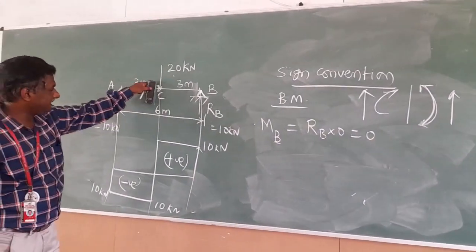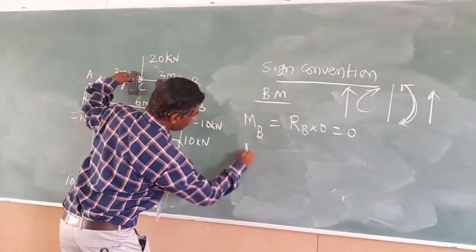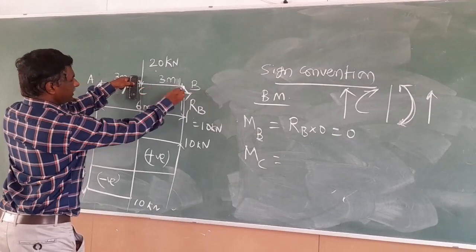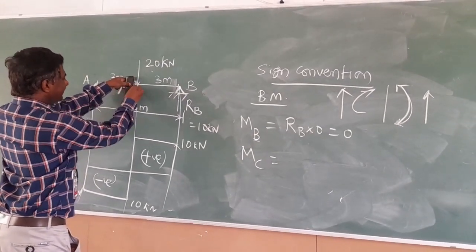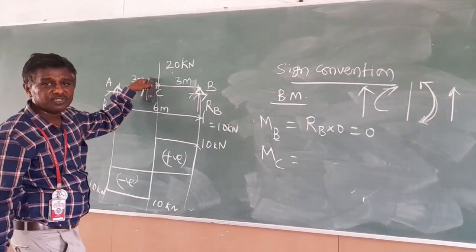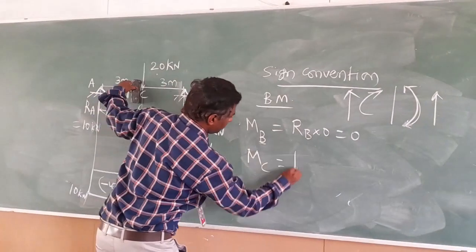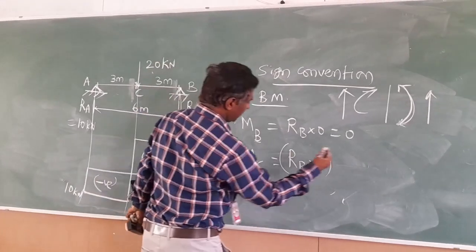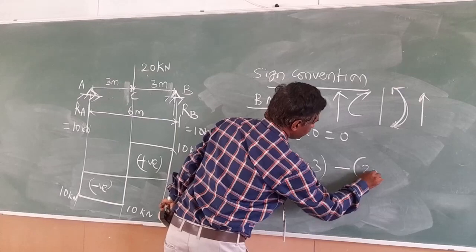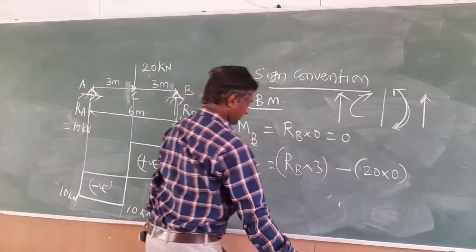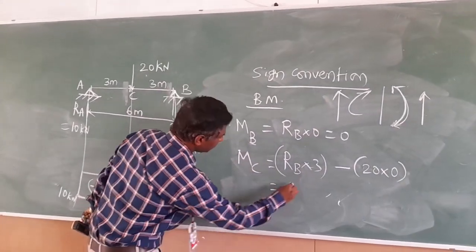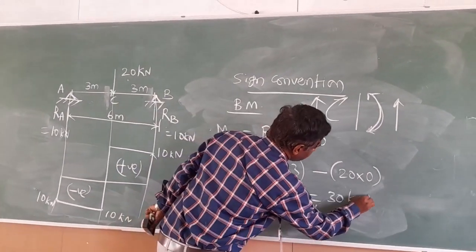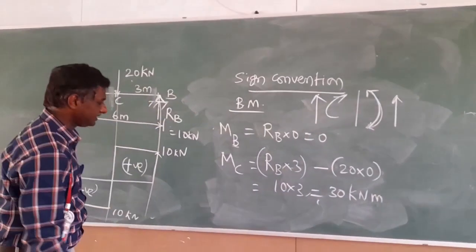Next, move on to the point C. Okay. So M at point C is equal to, considering the right side, RB into 3 meter. And this load acts exactly at point C, so there is no distance. So RB into 3 and minus 20 into 0. So what is the value? RB equal to 10 into 3, that is equal to 30 kilonewton meter. That is MC.